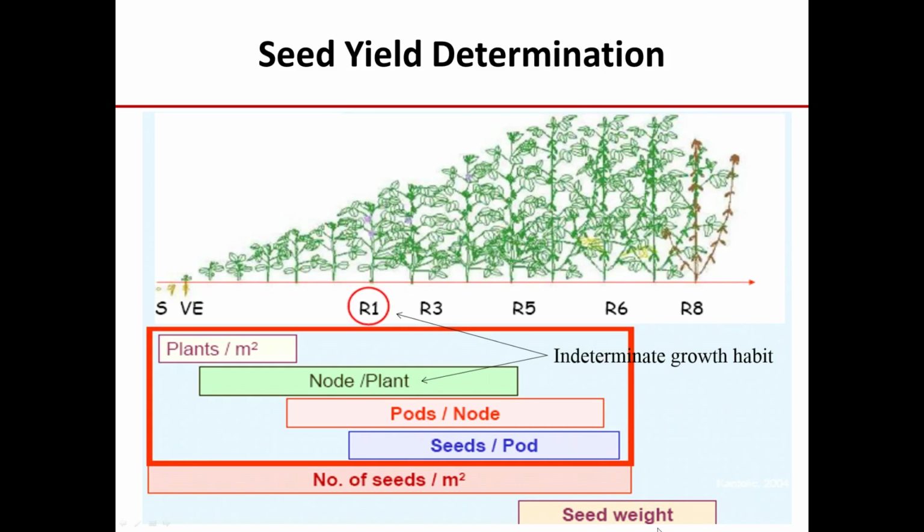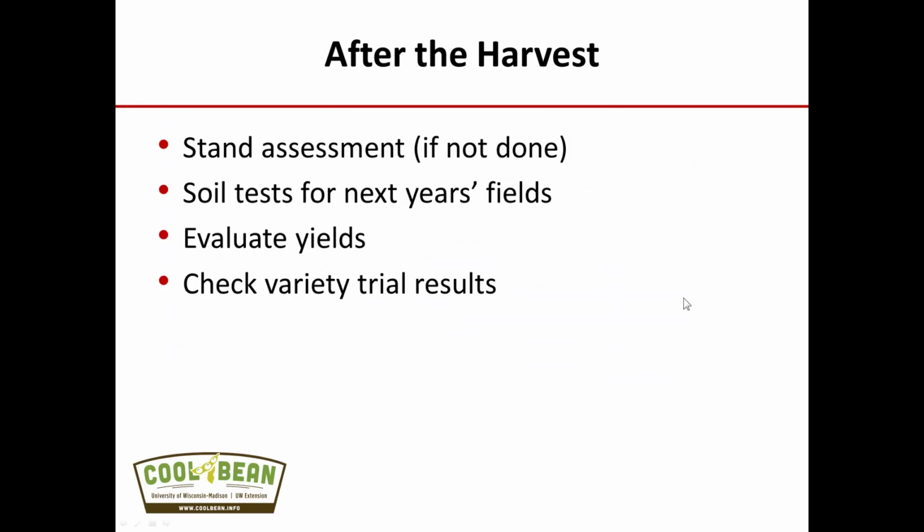The last characteristic that comes into play is seed weight. And again, much of that is driven by how long that soybean plant remains in that R6 or seed fill period.